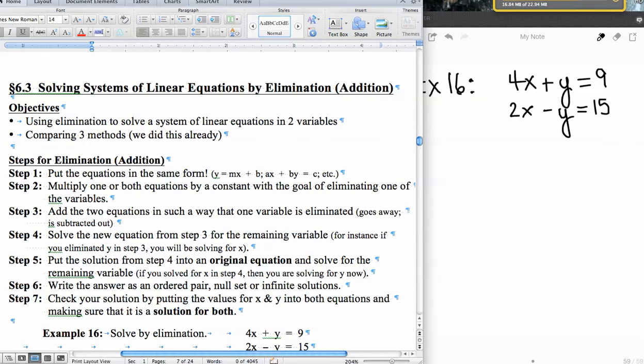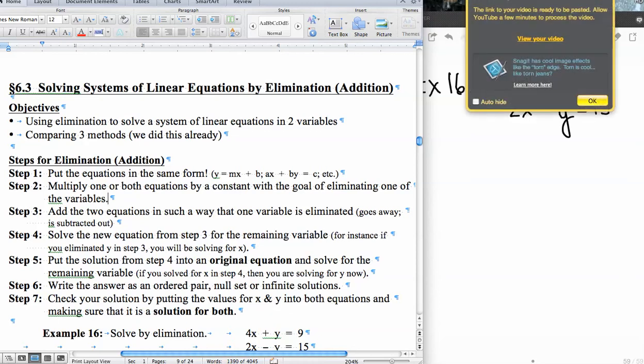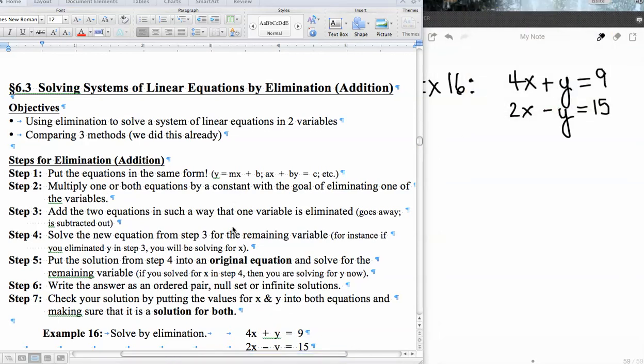So our steps here for elimination, also called addition, is to put the equations in the same form. They either have to be y equals mx plus b, or ax plus by equals c, or whatever. Whatever form they're in, they must be the same. Then we're going to multiply one or both. It's really important that you understand that it could be both equations multiplied by a constant, and our goal in the back of our mind is always going to be to eliminate one of the variables. So when we add the two equations together after we multiply, we want to add to 0. That means numeric coefficients are going to have to be equal but opposite.